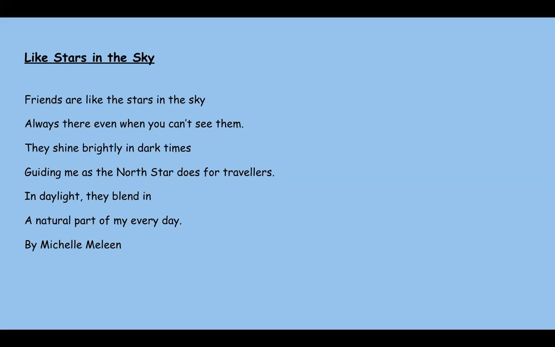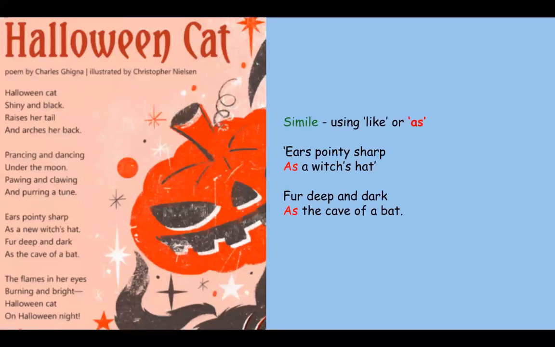So you might have noticed there is actually only one simile in this poem, like the stars, and the noun being described, friends. So friends are like the stars in the sky. So a poem doesn't have to be absolutely riddled with similes. As you can see here, there's only that one to help create that initial image as you begin reading it.